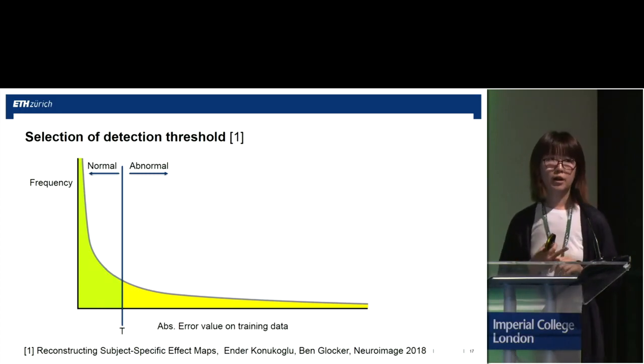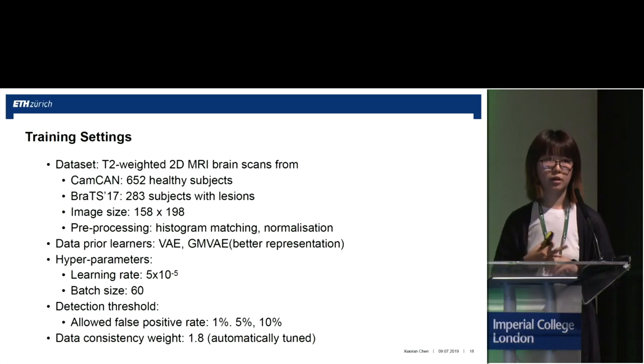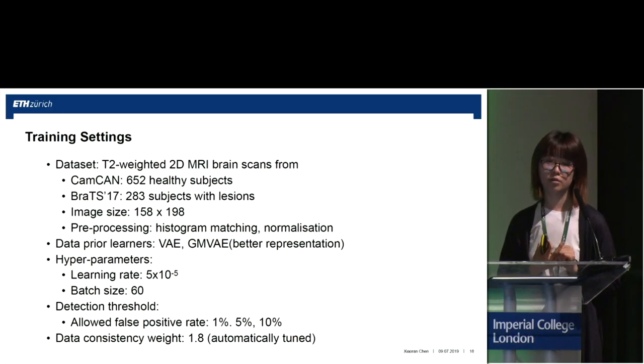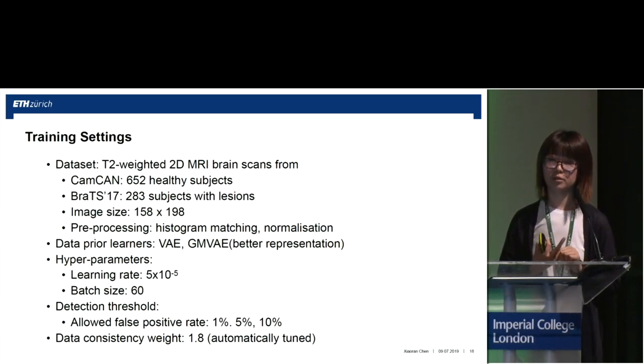So now we have the method. We're going to train our method and test our method on real images to evaluate its performance. In detail, we train our model on CamCAN, which is a data set consisting of healthy subjects, and then we go on to test our methods on BraTS 2017. Both of them are publicly available data sets. And specifically, we choose the false positive rate as 1%, 5%, and 10%. And here we automatically tune the data consistency weight as 1.8.